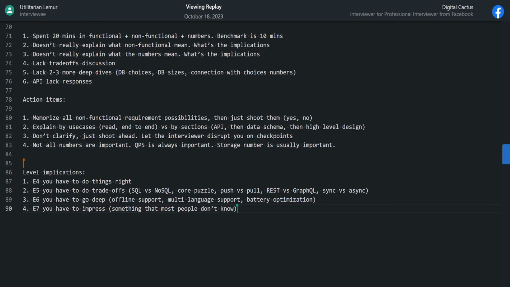So what you have to do to get better during the interview, the first thing, is to manage your time better. And how to do that? The first suggestion, this one, number 3. When you talk about functional and non-functional requirements, instead of asking and clarifying with the interviewer on every single point, you shoot ahead. You just talk and write what you think is correct.